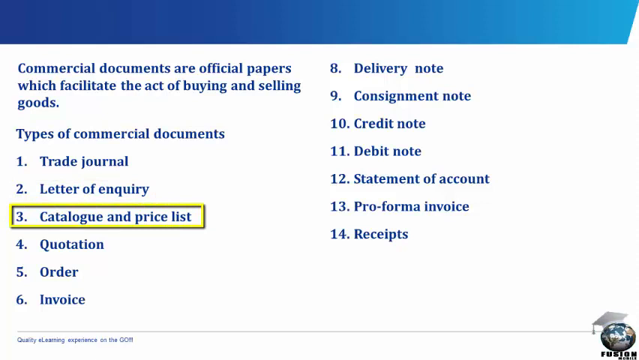The catalog and price list. The catalog and price list is a pictorial presentation of goods and articles available for sale, especially in mail order business. It is a medium of advertising. A catalog is used to inform the buyers of the details of the goods as to size, colors, prices, and delivery terms. A catalog can also be used as a quotation or reply to an inquiry.